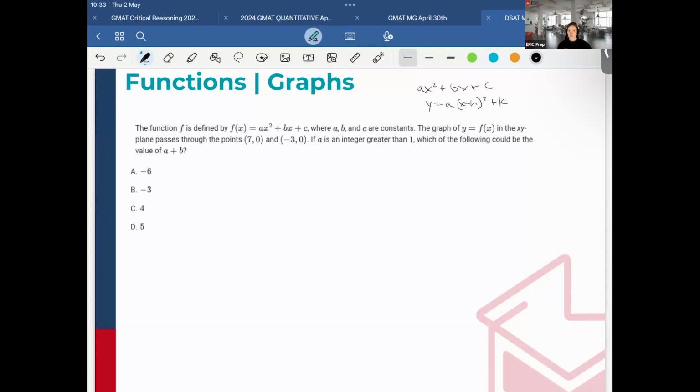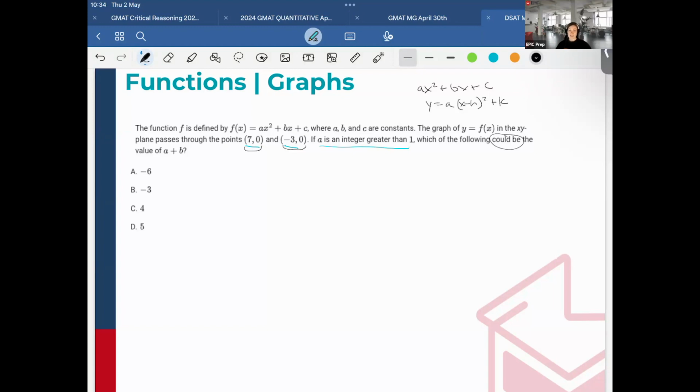It says the function f is defined by ax squared plus bx plus c, where a, b, and c are constants. The graph y equals f of x in the xy-plane passes through points (7, 0) and (negative 3, 0). If a is an integer greater than 1, which of the following could be the value of a plus b? Okay, so first of all, I'm given the x-intercepts here of the equation.